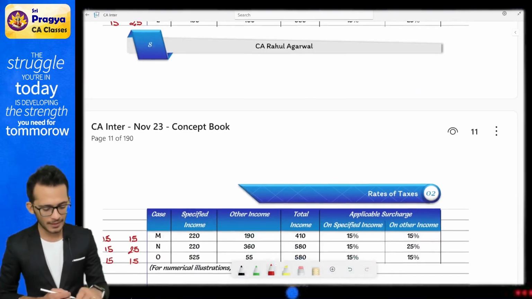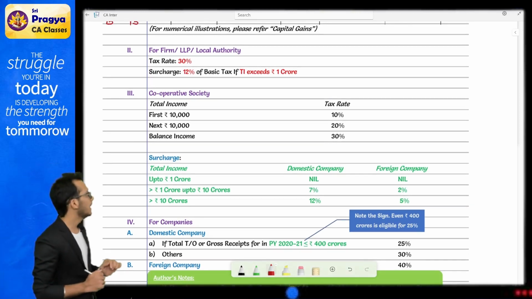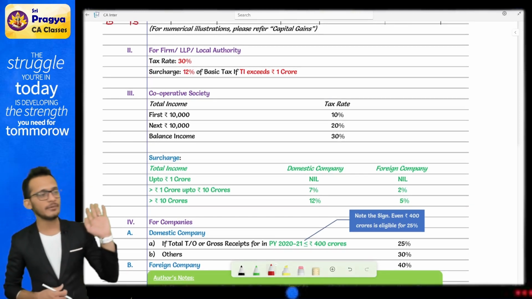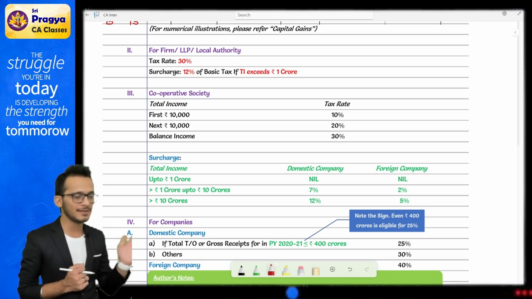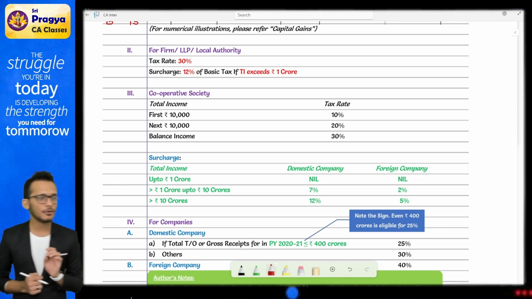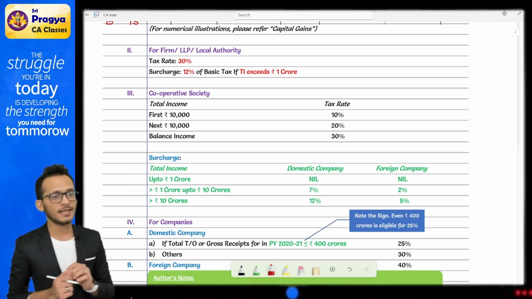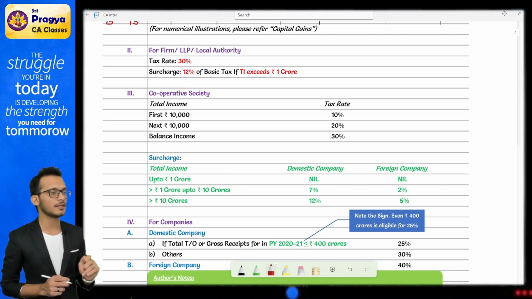Moving on from individuals, you now have something called firms. Income tax says that if you are a firm, you will have a mandatory tax liability of 30%. There are no basic exemption limits, which means everything is liable for 30%. But if you are a rich firm, then you have a surcharge of 12% on income in excess of 1 crore. Is 1 crore the revenue or the turnover or the income?